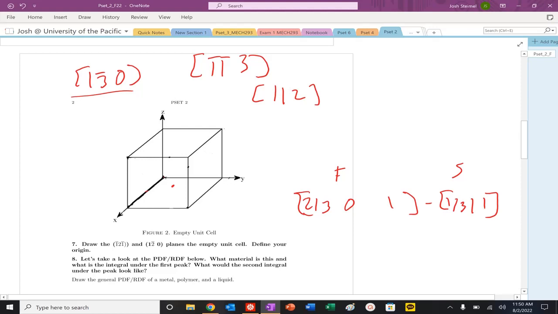So my finish is going to be 2/3, 0, 1. So it's going to be my arrow somewhere here. And my start is going to be 1/3, 1, 1. So like this. There we go. And then 1 hat, 1 hat, 3.